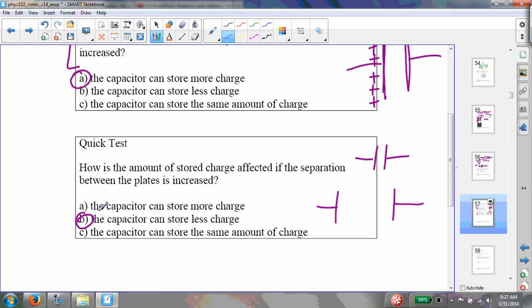You have less of a potential difference there because you're separating them more and more, and so the capacitor can store less charge. Or excuse me, I'm sorry, you have more of a potential difference. Is that right? Yeah, you have more of a potential difference. No, never mind. You have less of a potential difference. No, never mind. That doesn't really make sense at all. So anyway, the capacitor can store less charge when you make them further apart.